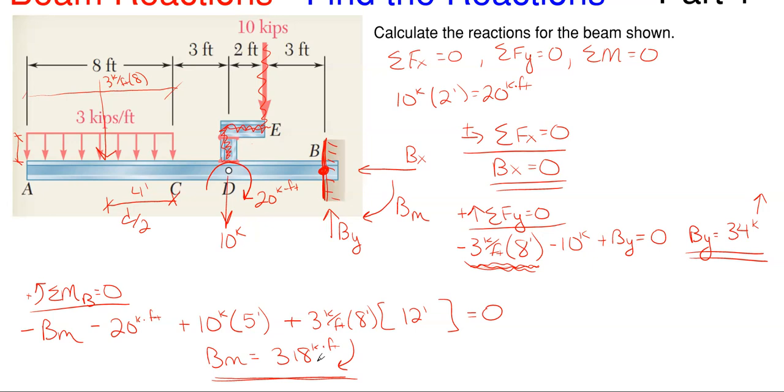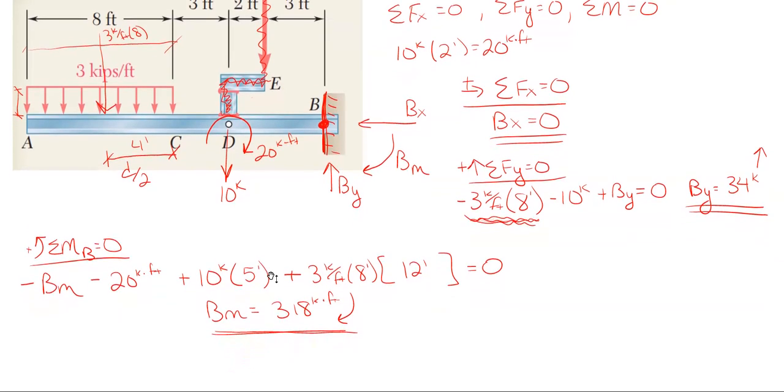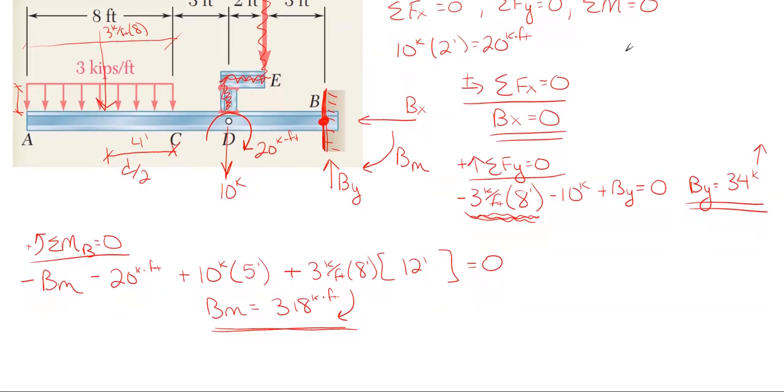Now, as with all reaction problems, you can always check these reactions to make sure that they are correct. And the way to do that is just by summing at a different point along your member. So let's go over here. Since we summed at B, let's just sum over here at point A to check our answers, to make sure our reactions and everything will cancel out and have equilibrium in the moment for this point A.